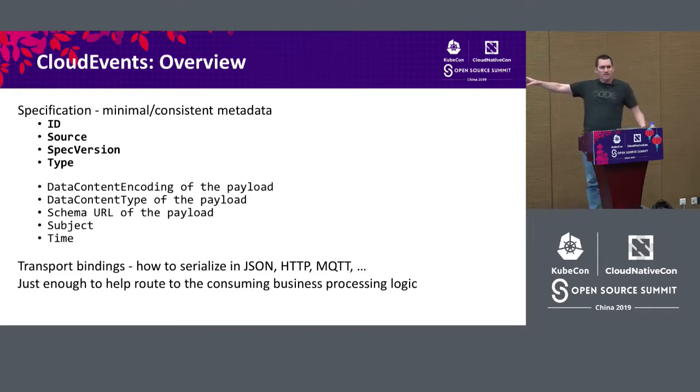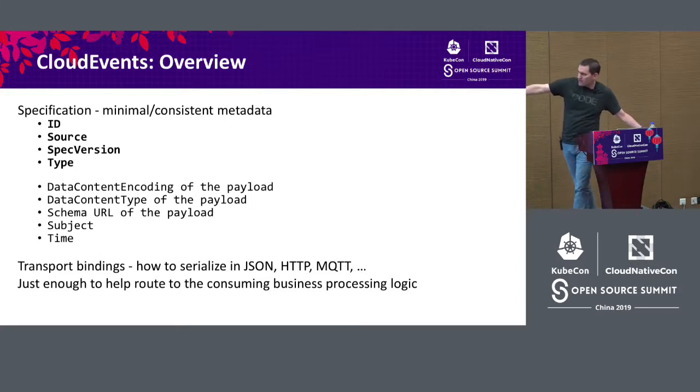Source, where did the event actually come from? Basically, it's supposed to be a unique URL that says who sent it. Very simple thing. Spec version, that's just the version of CloudEvents itself, so it's pretty much going to be a static value. Type, this describes the type of the event. So for example, if this is a GitHub push event, the type might be com.github.push, something very simple like that. Nothing too complicated, just the bare bones minimum.